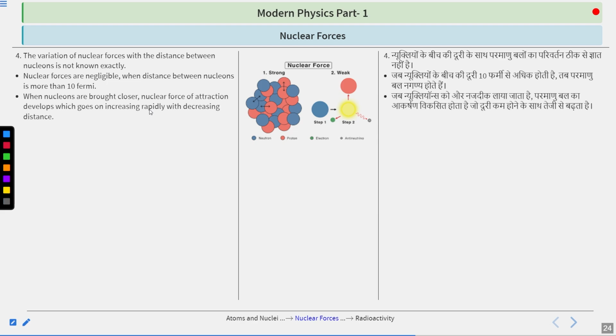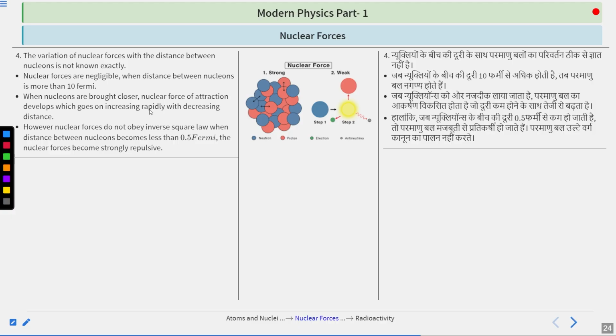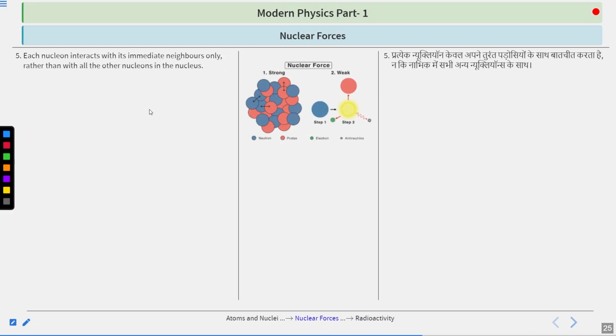When nucleons are brought closer, the nuclear force of attraction develops, which goes on increasing rapidly with decreasing distance. However, nuclear forces do not obey the inverse square law when the distance between nucleons becomes less than 0.5 Fermi. The nuclear forces become strongly repulsive in this situation. Each nucleon interacts with its immediate neighbors only, rather than with all the other nucleons in the nucleus. The nuclear forces are independent of spin or angular momentum of nuclei.